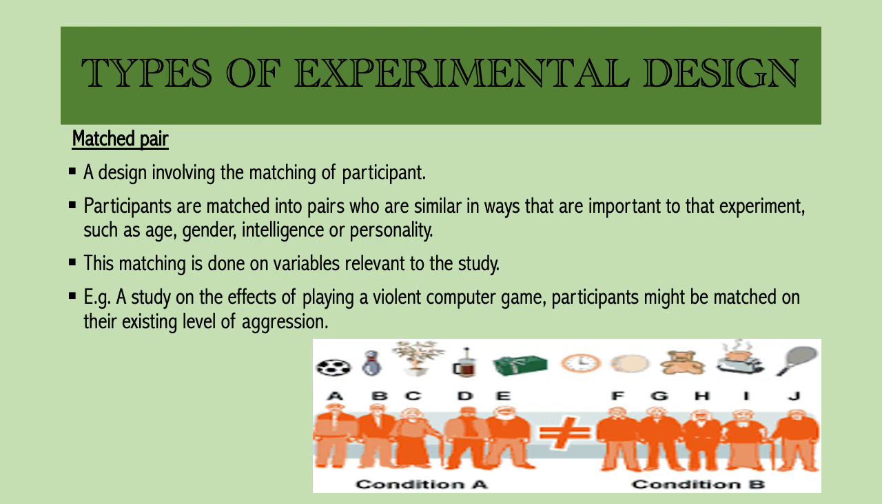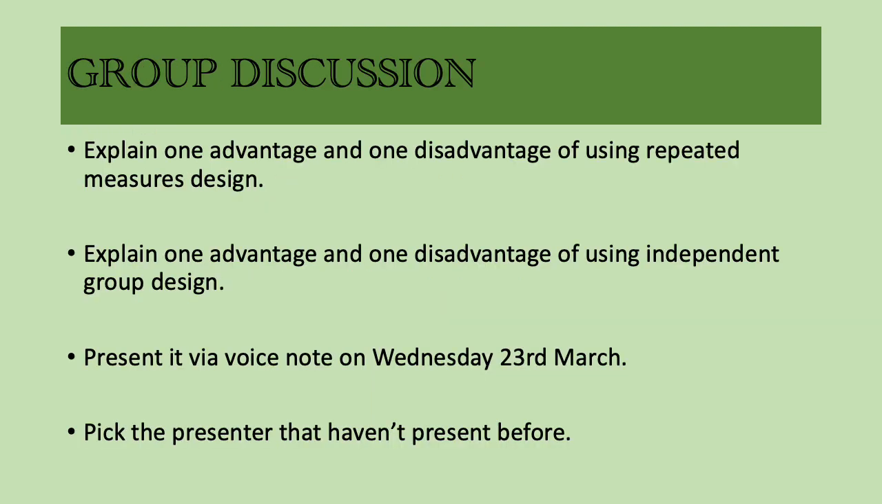So you have the participant, the next thing you need to think of is which experimental design are you going to choose. Are you going to choose repeated measure, independent group, or matched pair? Now different types of experimental design have their own advantages and disadvantages, okay, which we will discuss in the next slide again. Now another group discussion that I want you guys to do.